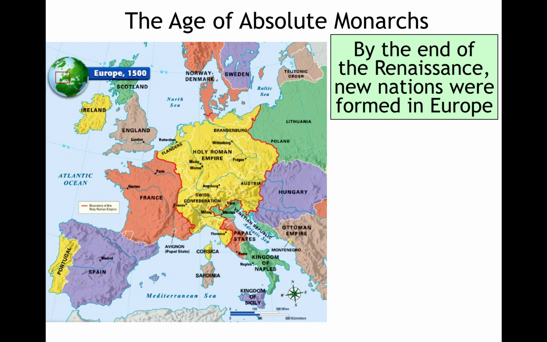The age of absolutism means they were in control. No one could contest their opinions. They did whatever they wanted. No one else had any say in the government. All right, so truly incredibly powerful kings, some of the most powerful we've seen in all of history.